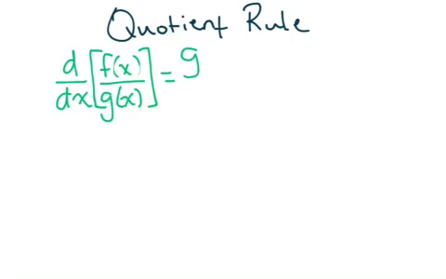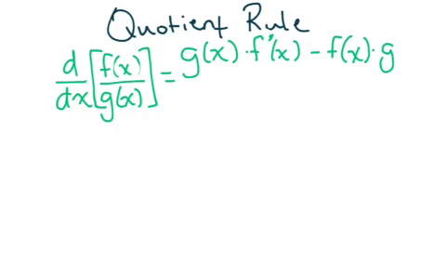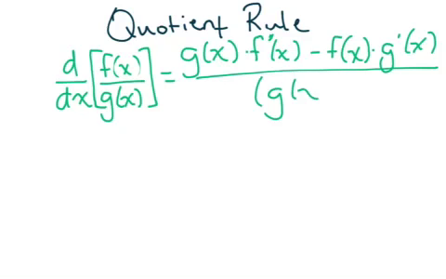So let's recall the quotient rule says that this would be g of x times f prime of x, minus f of x times g prime of x, all divided by g of x squared.